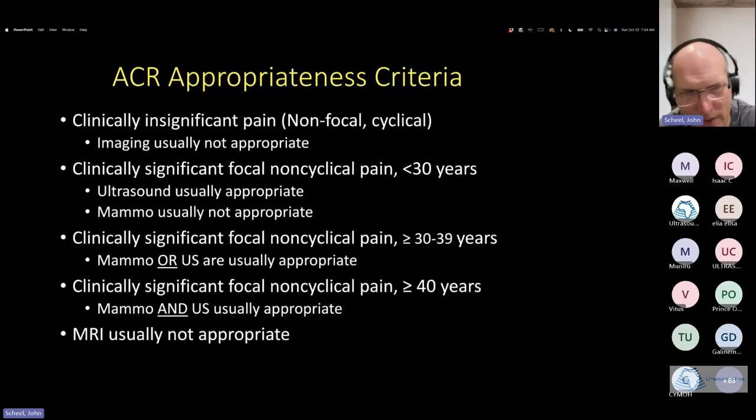Now, in the US, we have 40 years as a cutoff for using mammography and ultrasound, but mammography is often not available in Uganda and sub-Saharan Africa, and so ultrasound by itself is usually the only imaging modality that is performed, and that's okay, particularly for pain, because again, if pain is associated with breast cancer, usually you would be able to see a mass associated with it and it would be large. Not 100%, but usually.